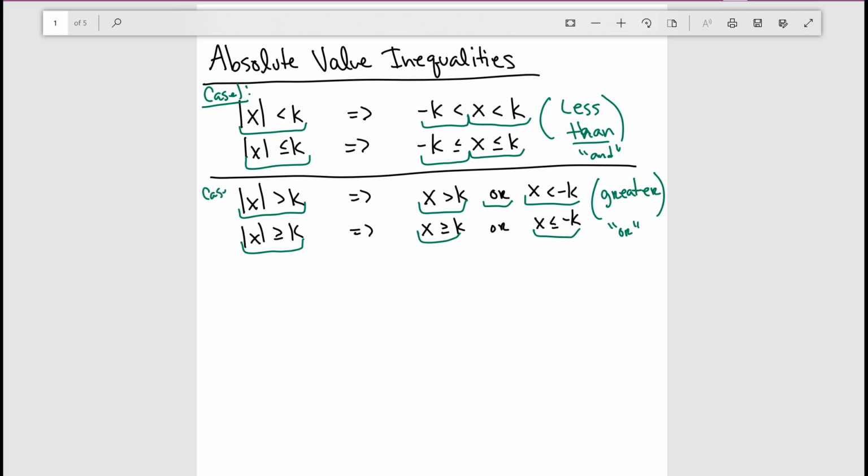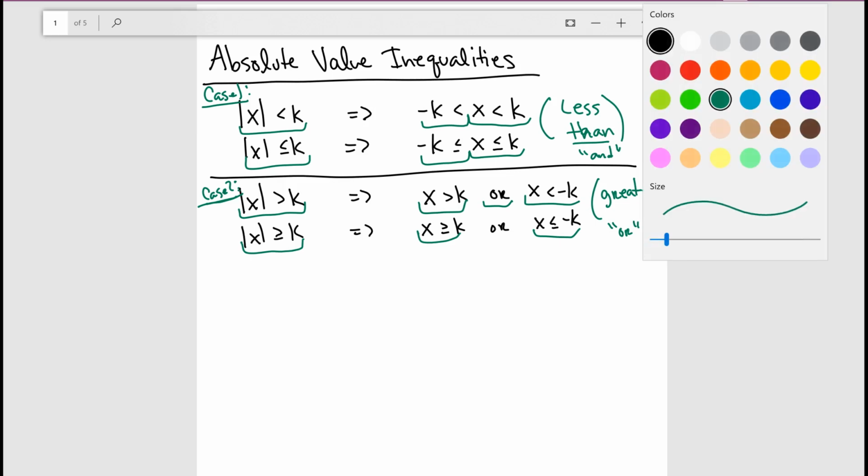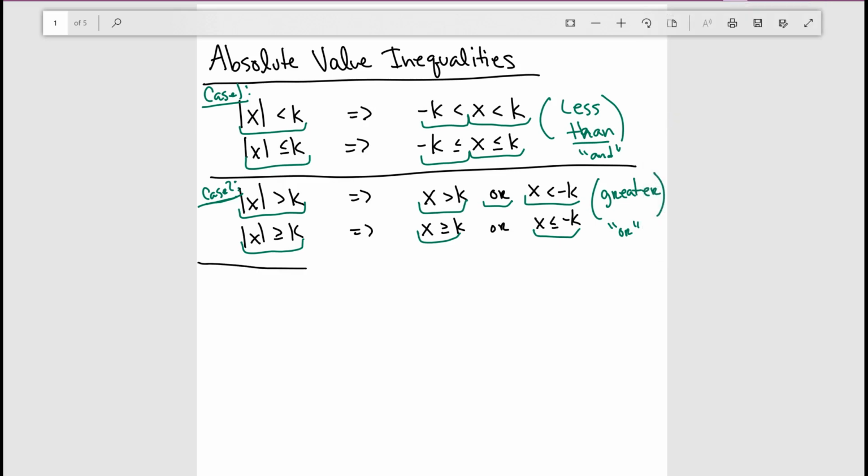This is going to be case two. I don't know if that helps. That kind of helps me a little bit. If you can think of other ways that you can remember this, just let me know. And that way I can tell the class. Okay, I'm always looking for really good ways to remember these type of things.